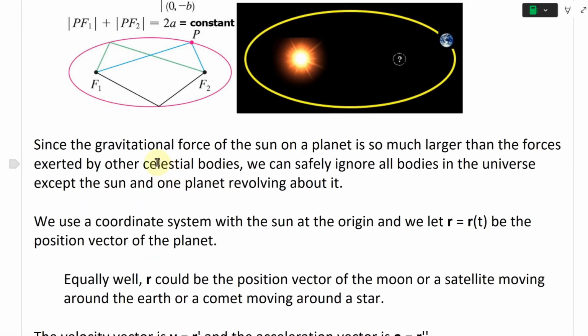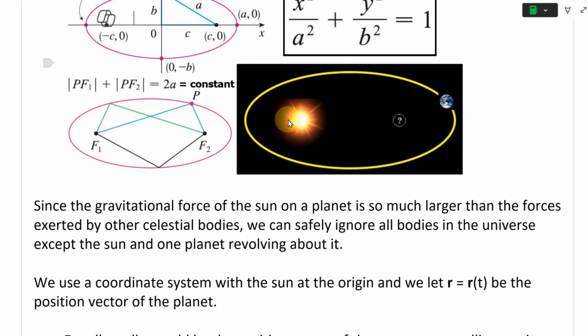Since the gravitational force of the sun on a planet is so much larger than the forces exerted by other celestial bodies, we can safely ignore all bodies in the universe except the sun and one planet revolving about it.